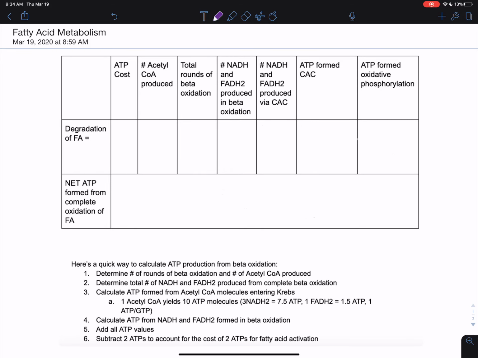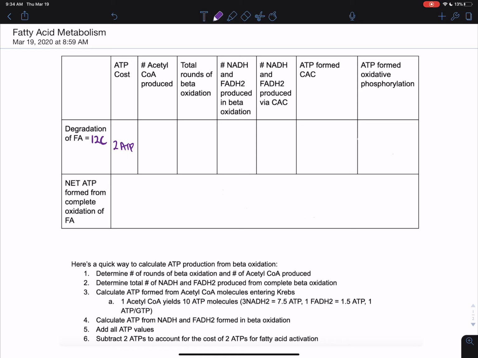All right, so this is just basic accounting for fatty acids. We're going to be looking at degradation of a fatty acid. We can just start off with, let's say, a 12 carbon chain. In order to start this process of oxidation, you need to activate your fatty acid into acyl-CoA. That reaction will cost you 2 ATP.